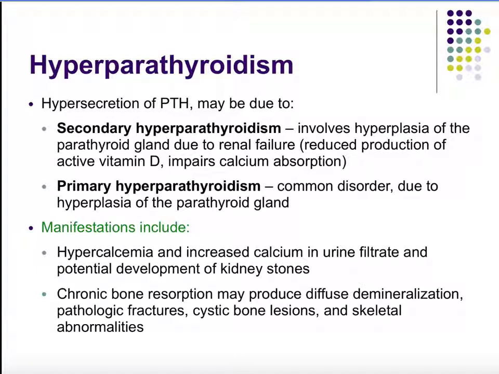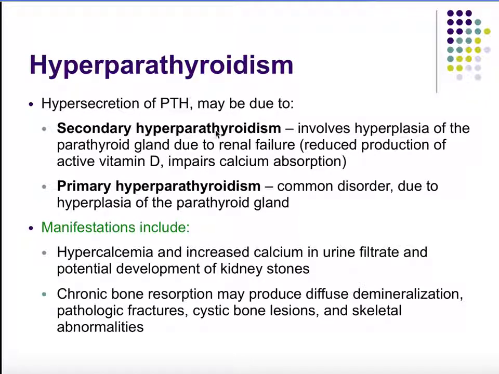So if we have hypo, we can certainly have hyper. So hyperparathyroidism means too much parathyroid hormone is being secreted. And so that's going to lead to increased calcium in the blood, so hypercalcemia. Now, this can happen due to a primary or secondary reason. So primary hyperparathyroidism is a common disorder and it's just due to hyperplasia of the parathyroid gland, and so it's making too much parathyroid hormone.